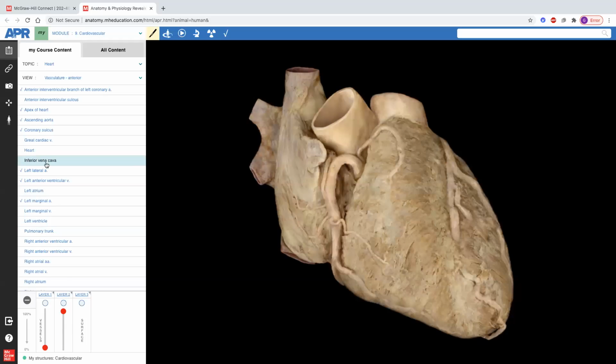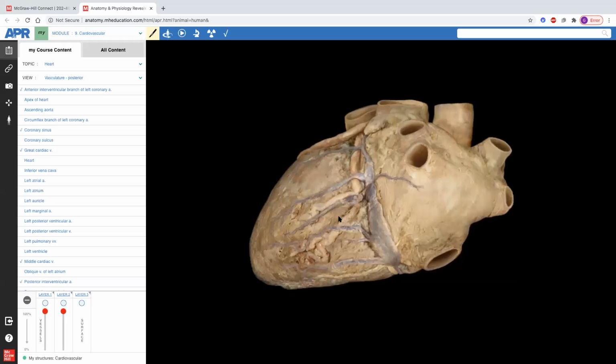Now they removed it. I'm going to look at the posterior view. And on a posterior view, again, this is the left side. This is our left, right here. This is LAD coming down. This is the front. This is the back.